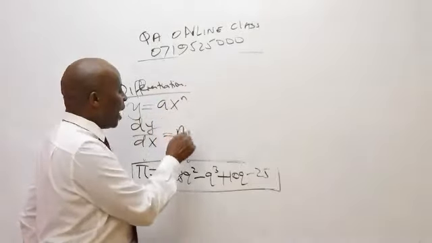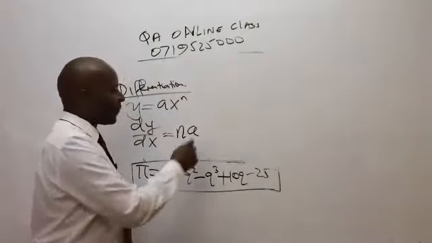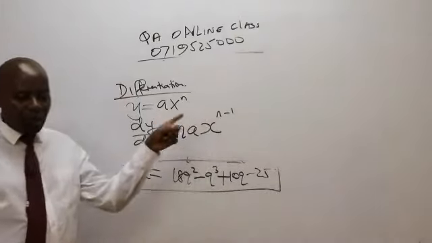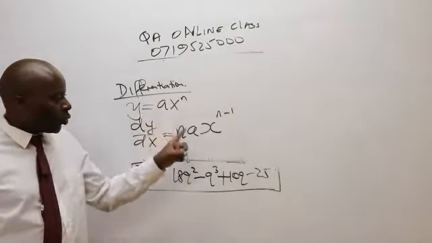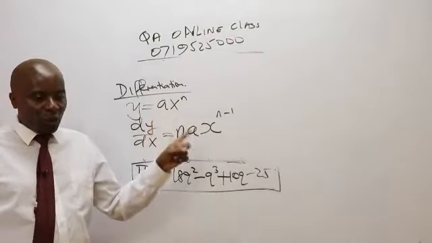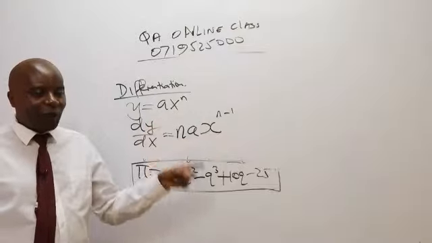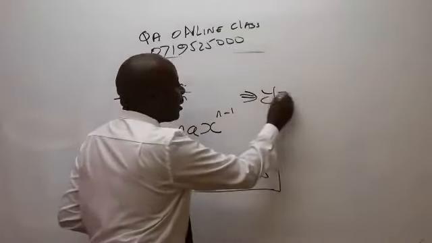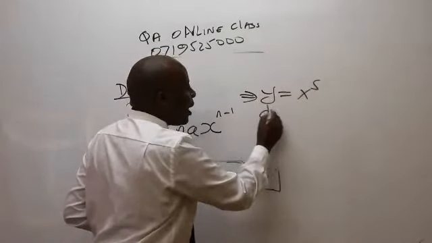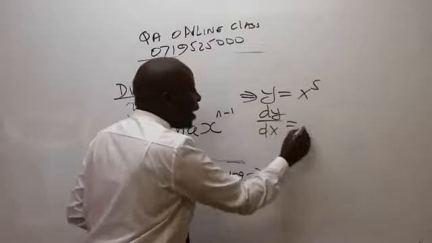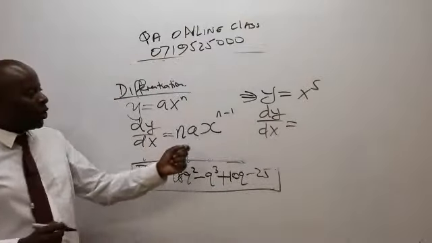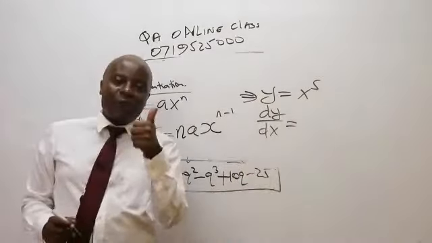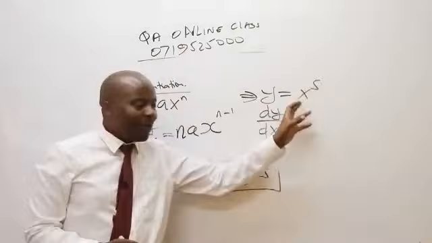So then we'll talk of now x raised to a new power, which will be n minus what? N minus 1. So this is the rule of differentiation. If you give me a term like y equals x raised to power 5, and you ask me to give you dy over dx, which of course is a terminology for differentiate, then I'll be able to differentiate for you very easily, because the power must come down.